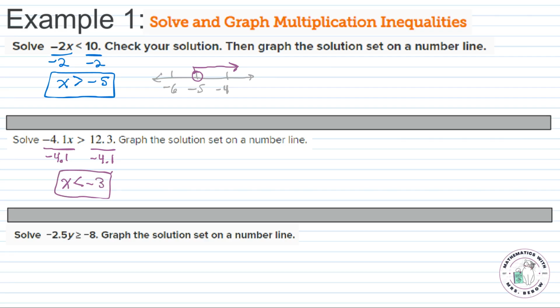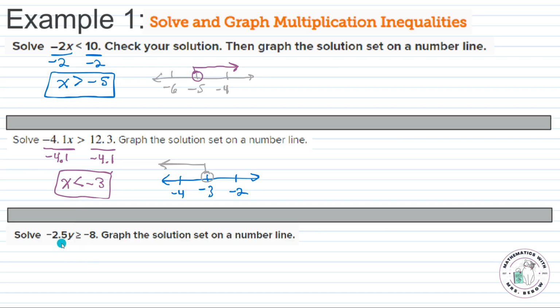To graph this, we're just going to go through, again, make our number line. I could put -3 in the middle, -4 to the left, -2 to the right. This is going to be an open circle because this does not have the or equal to, so open circle. And then it's less than, x is less than -3, and so it's going to go to the left.